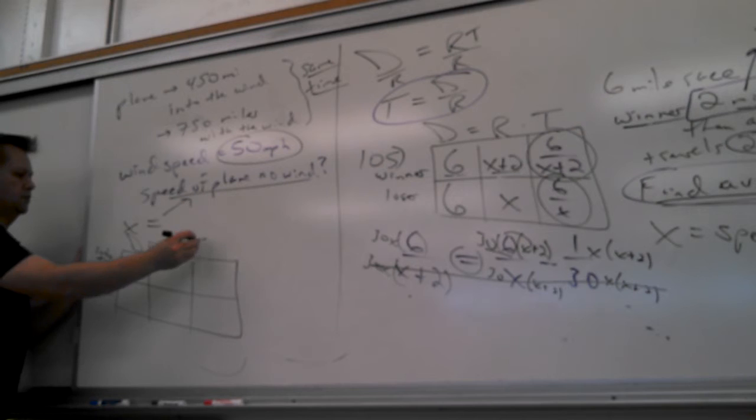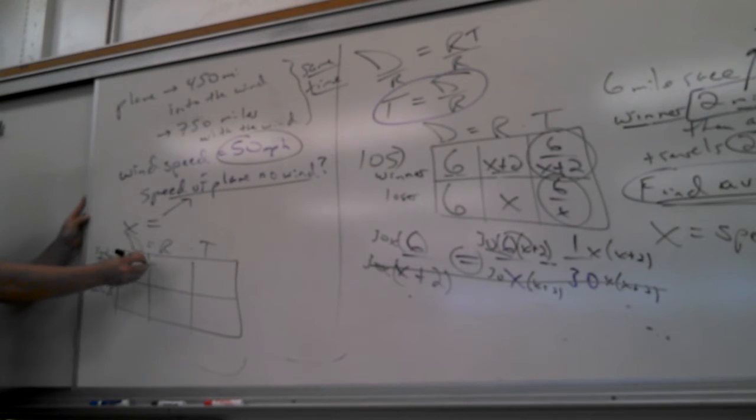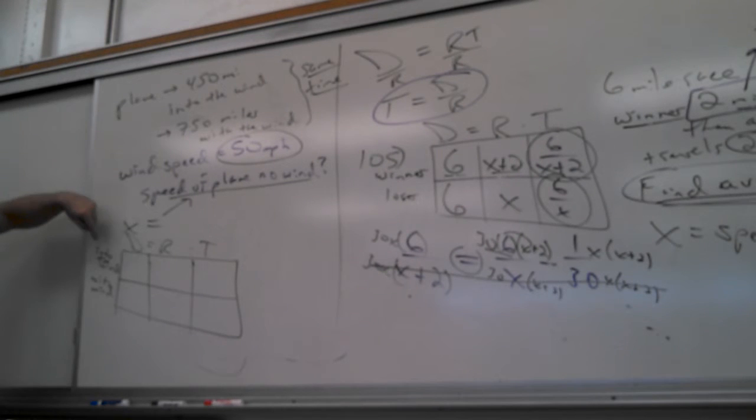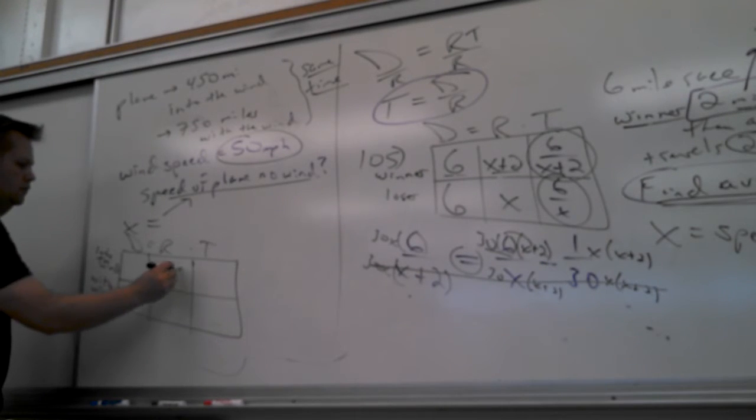Distance equals rate times time. Whereas now here, x doesn't go anywhere near. If I'm going into the wind, I'm not going x. That's how fast my plane goes with no wind. Right? If I'm going into the wind, how am I going faster or slower? Slower. So I'm not going x. I'm going x minus 50.